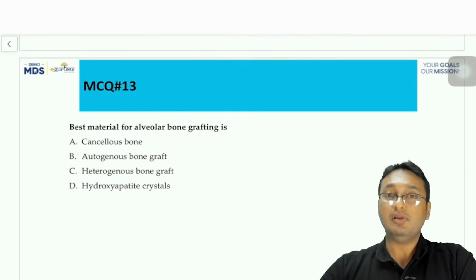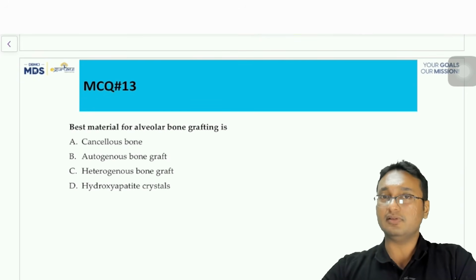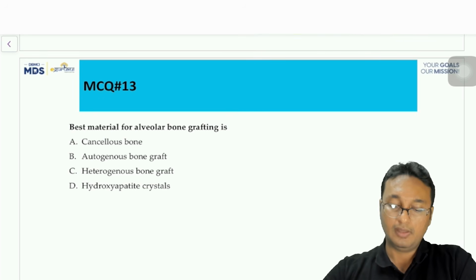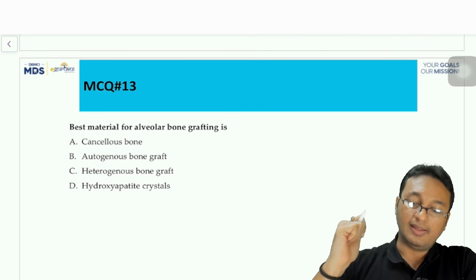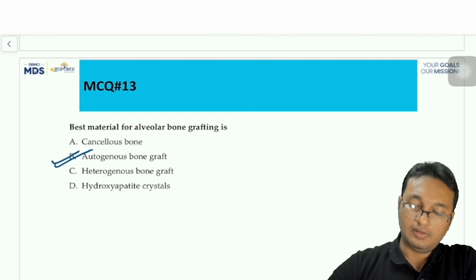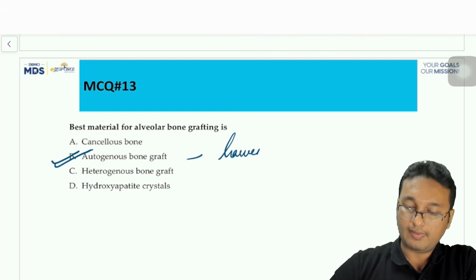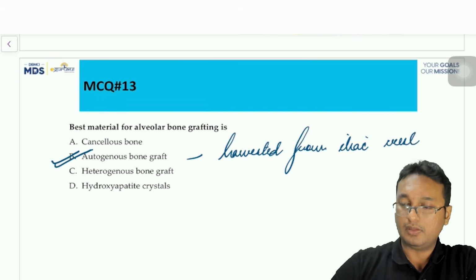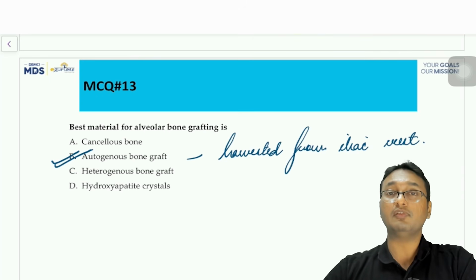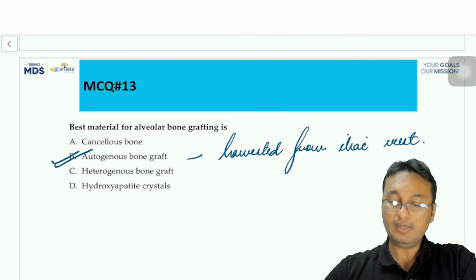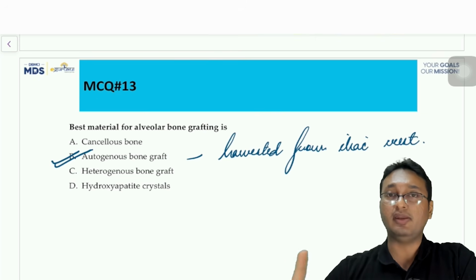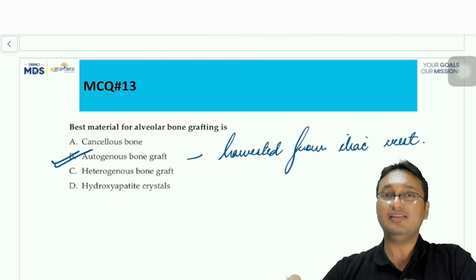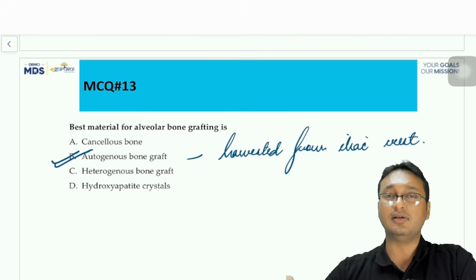Best material for alveolar bone grafting is, I just talked about alveolar bone grafting. So the best material is an autogenous bone graft, which is harvested from the iliac crest. What is the iliac bone? It's one of the bones of the pelvic girdle, right? But the surgeon has to be very careful from where the graft has to be harvested from the iliac bone.